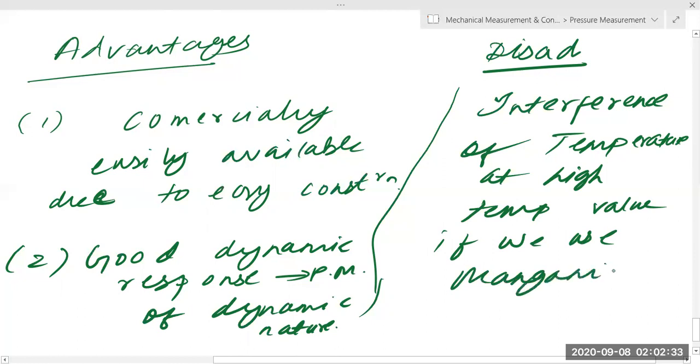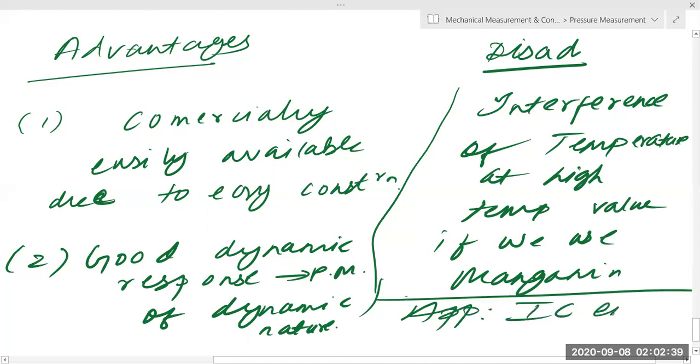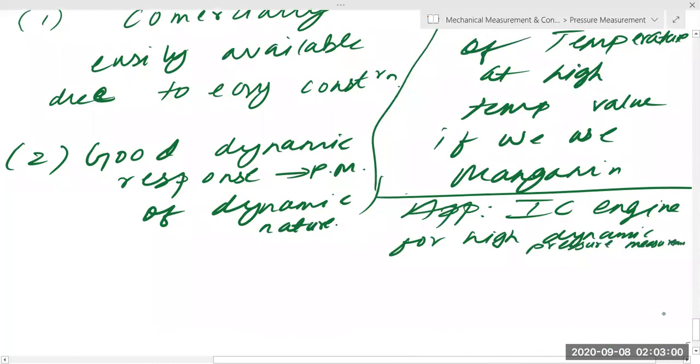Now I'd like to give you one application. It is used in IC engines to measure dynamic pressure. But there the material used for the resistive wire is gold chrome, for high dynamic pressure measurement. Okay, so we have completed this part also. Now we have completed everything on pressure.